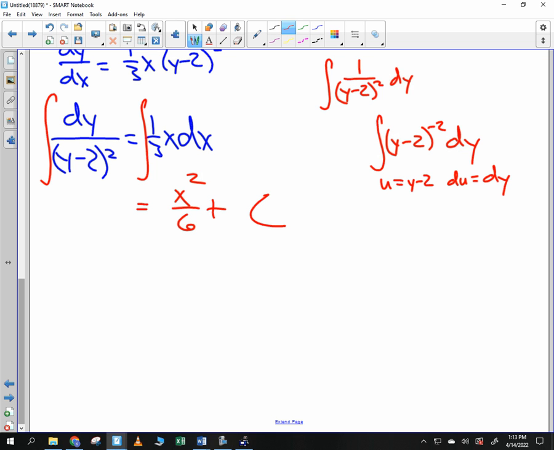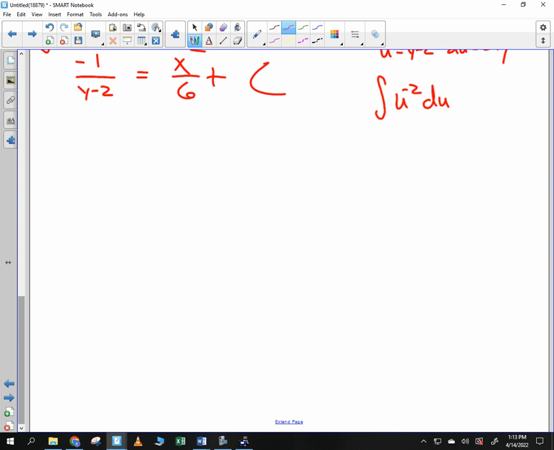So notice in this situation that you just have the integral of u to the negative 2 du. What is the antiderivative of u to the negative 2 du? u to the negative 1 over negative 1, or negative 1 over y minus 2, right? Actually, I think that you had this problem in your work from your slope field stuff.